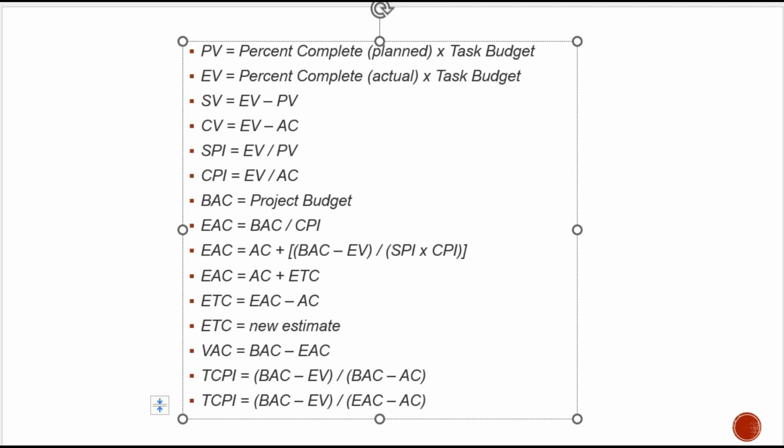Now what about the schedule performance index? Schedule performance index is 2 lakh 50,000 divided by 3 lakhs. Earned value divided by planned value. That is equal to 0.83, which means the project is lagging schedule. The project is lagging behind the schedule.